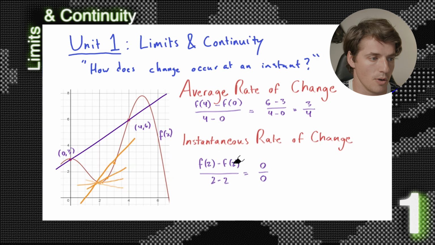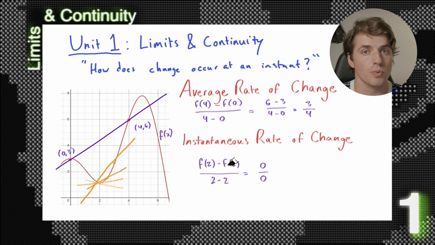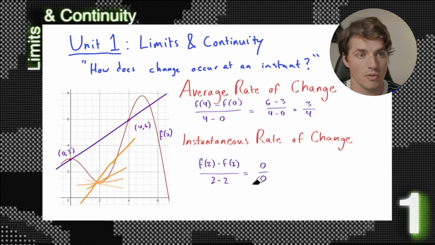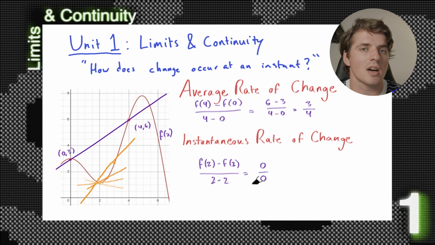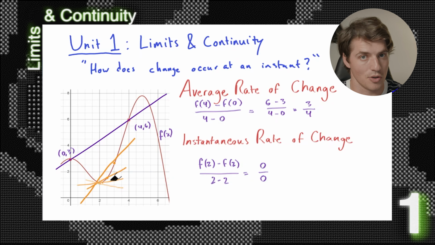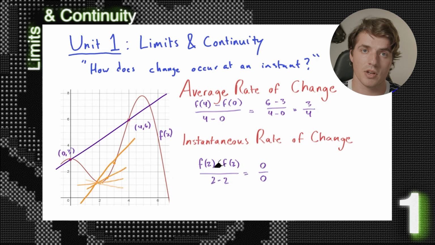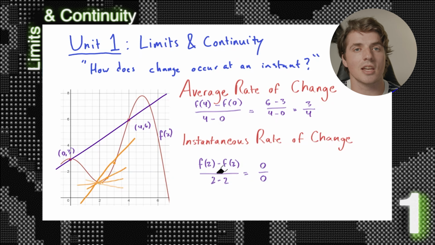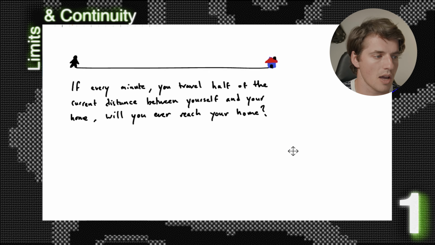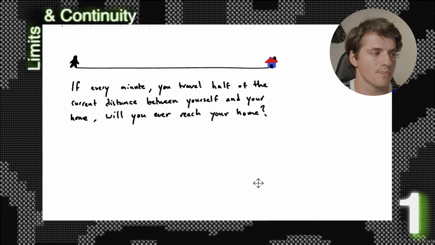How do we get there, though? Because we can't plug in 2. We can't plug in 2 exactly, because then we'll get 0 over 0. We use a concept called the limit. So in order for us to take a derivative, which is what we want to do here, we need the concept of a limit. And to discuss that more, I want to move down here to this question.